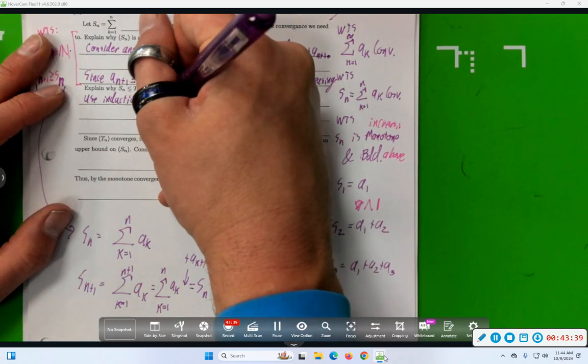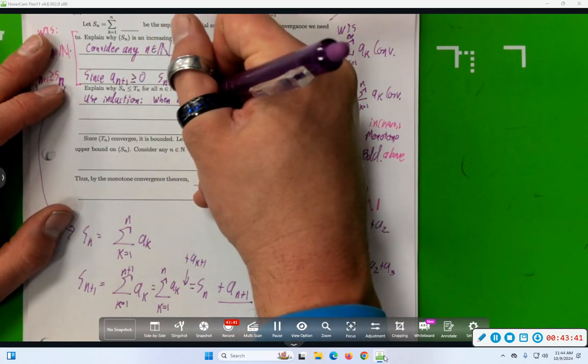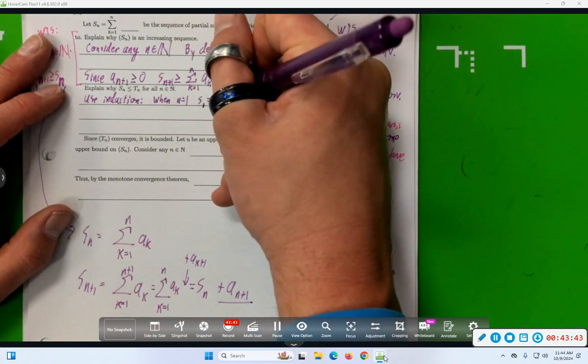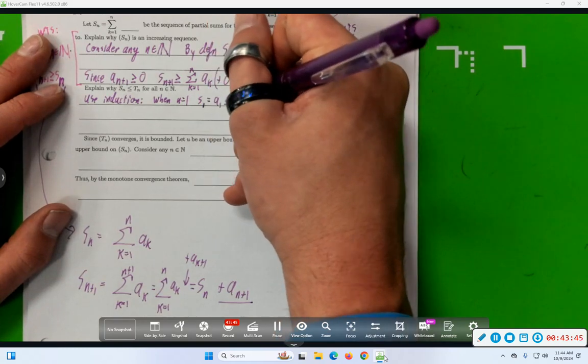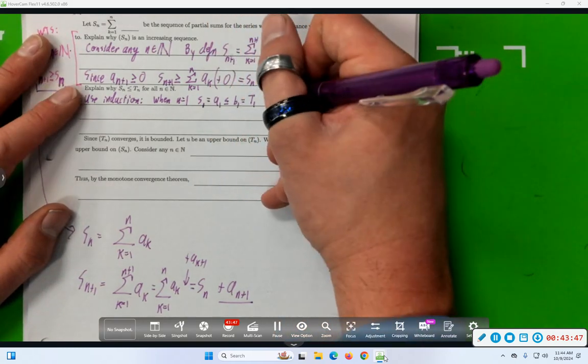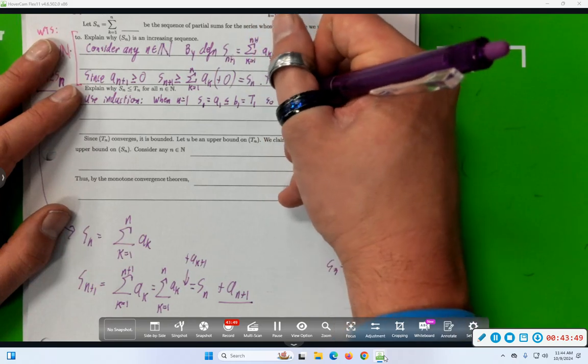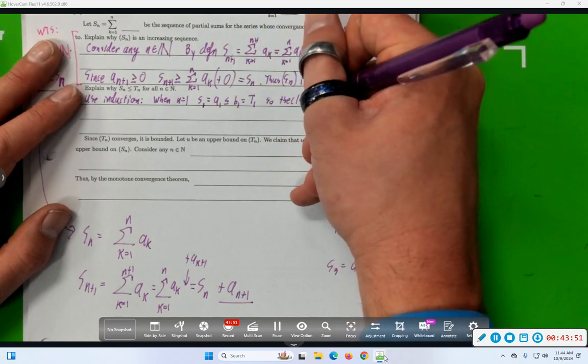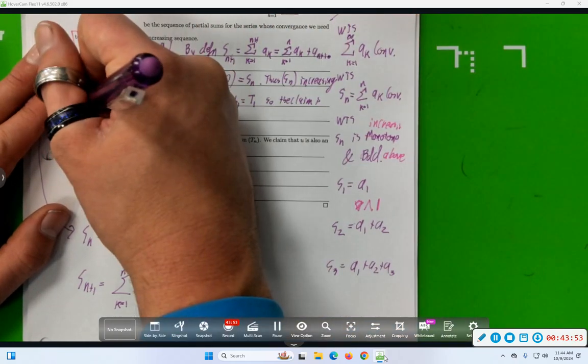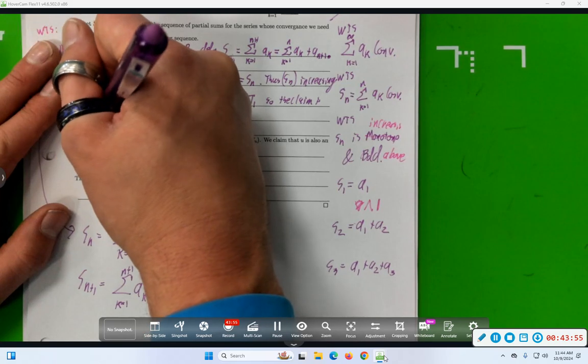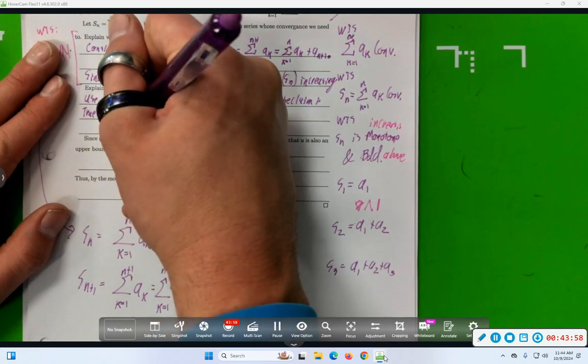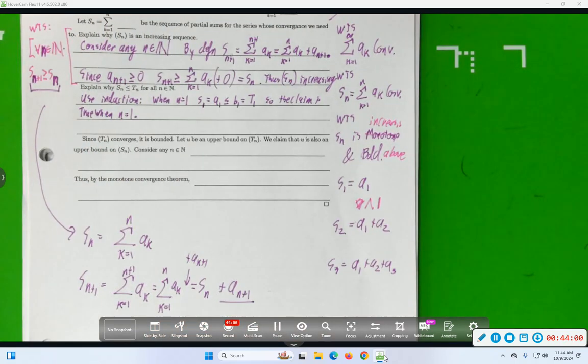When n equals 1, well, S1 is then just A1, which is less than or equal to B1, which is equal to T1. So the claim is true when n equals 1. I think I haven't given myself enough space to be as verbose as I seem to want to be. Let's do the inductive step.